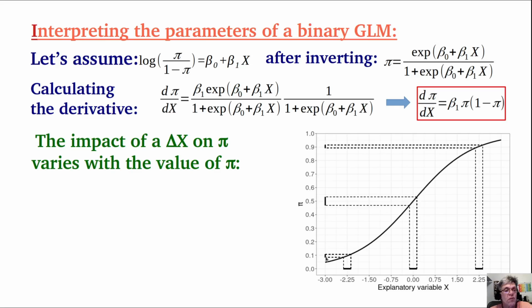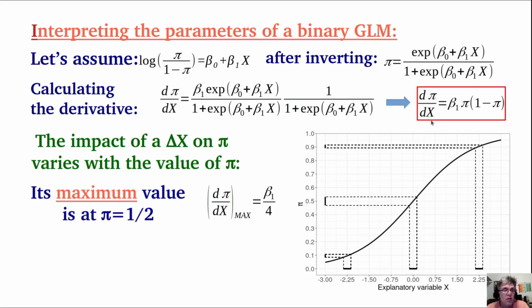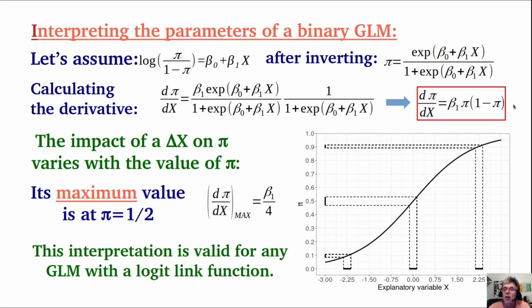So what we're trying to see is for what values of pi these changes in probability of success, for changes in the explanatory variable, yield the largest value. The maximum value of this expression occurs when pi equals 1/2, which renders that the maximum rate of change of the probability for any infinitesimal change of x equals the slope divided by 4.